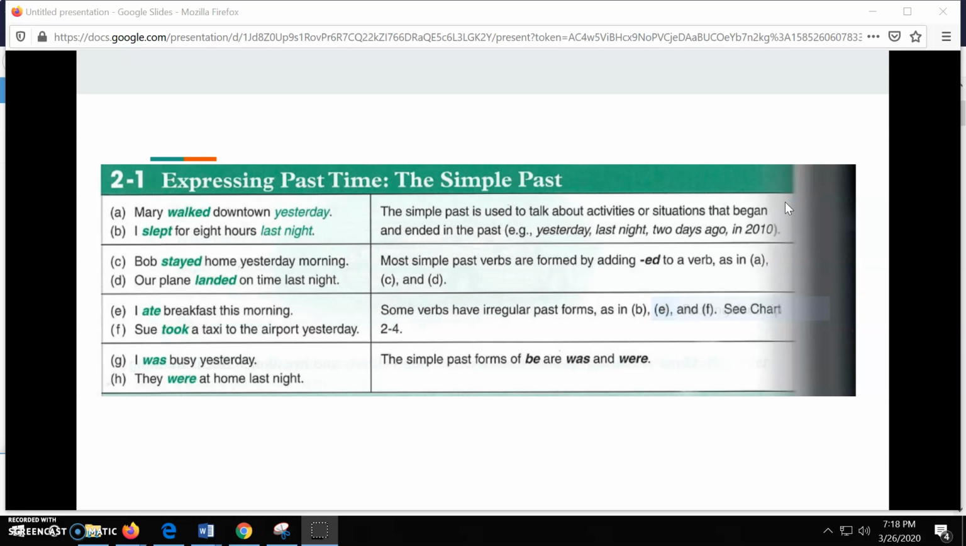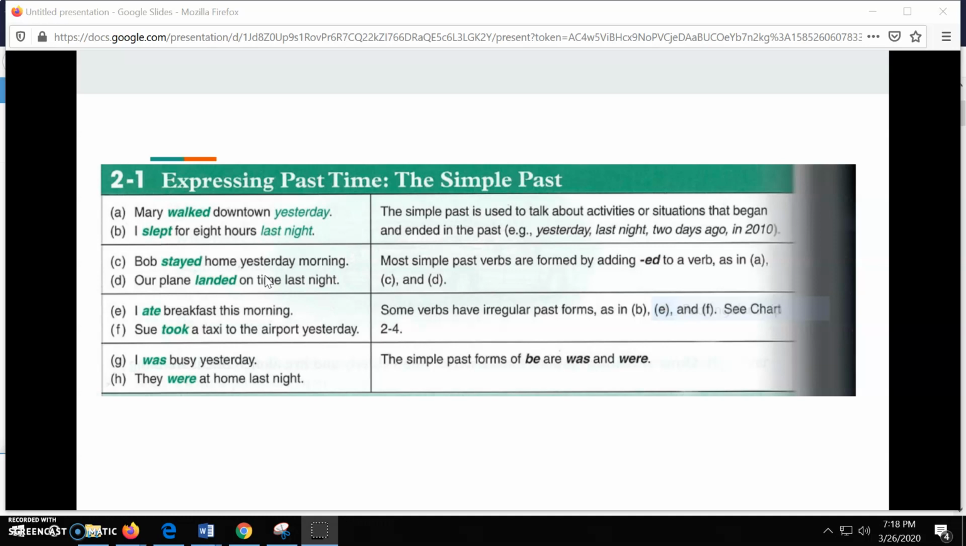Okay. Most simple past verbs are formed by adding ed to a verb. Okay, we have two more examples. Bob stayed home yesterday morning. Our plane landed on time last night. So stayed is the verb in the past. It has ed ending, and landed also has ed ending here.